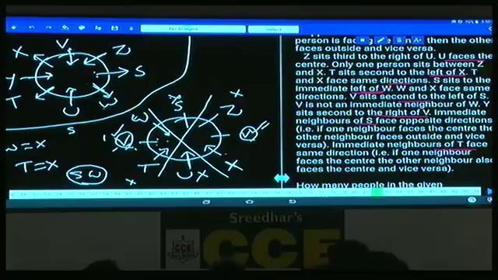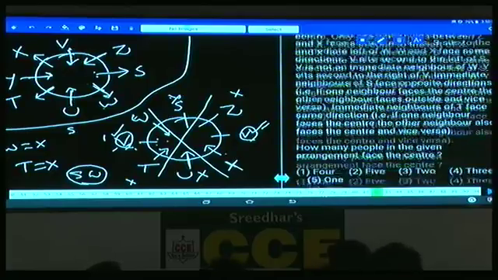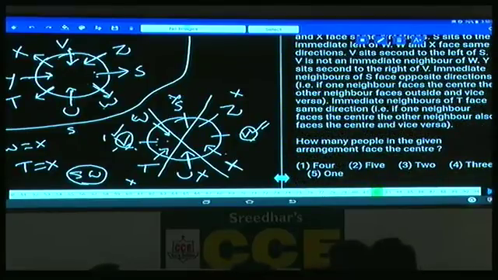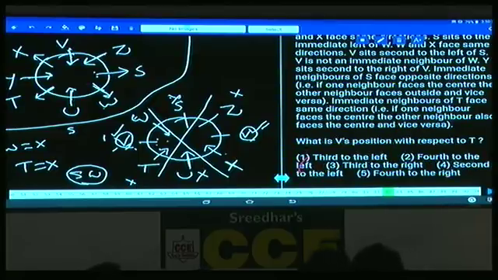Then question number 82: how many people in the given arrangement are facing the center? 1, 2, 3, 4. Four persons are facing towards the center, which is choice 1. Question 83: what is V's position with respect to T? 1, 2, 3, third right. That is choice 3, so 83 is choice 3.